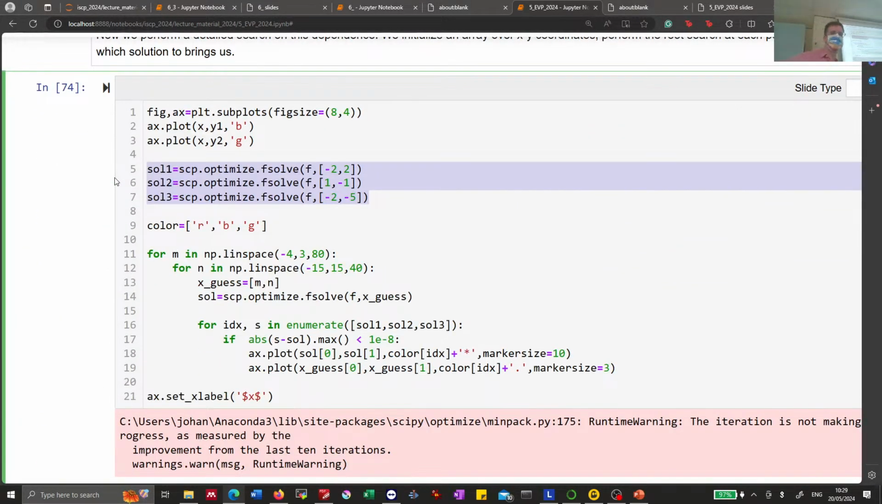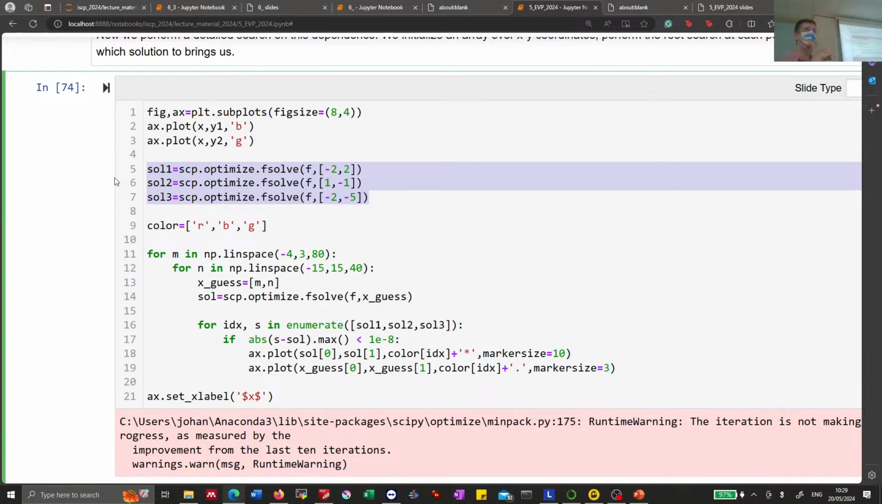Then I define a NumPy array from minus 15 to 15, 40 different points, and I do a NumPy array from minus 4 to 3, 4 different points. And I put them in a nested loop. So I run over them. I take an n and I take an m. And these n and m define a starting point, a guess for x.